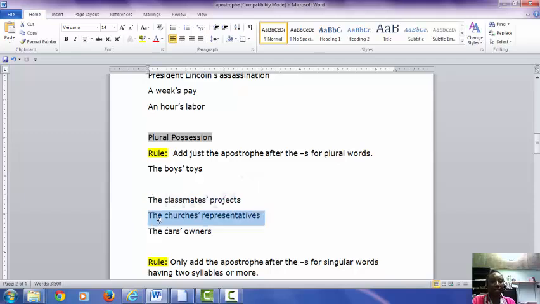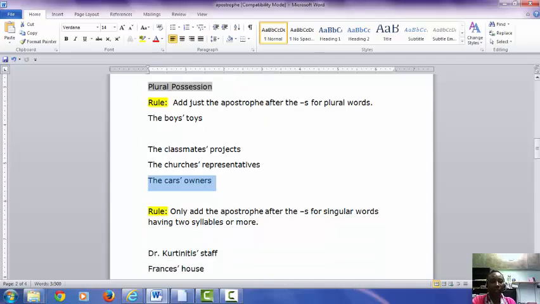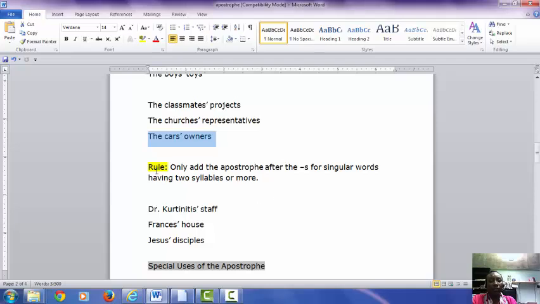The churches' representatives, plural, more than one church is churches, and we add an apostrophe after the s to show plural possession. The cars' owners, more than one car, and so we show possession of the cars that way. I'm sorry, the owners belong to the cars. Okay, so here's the rule.